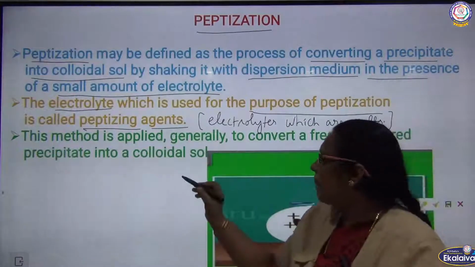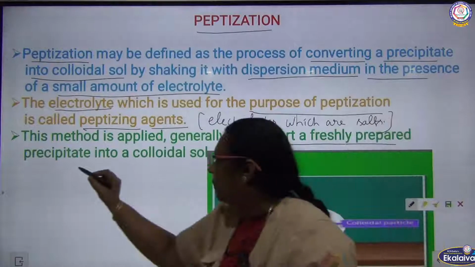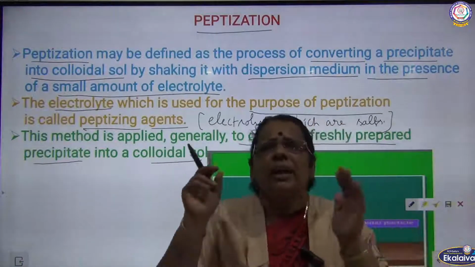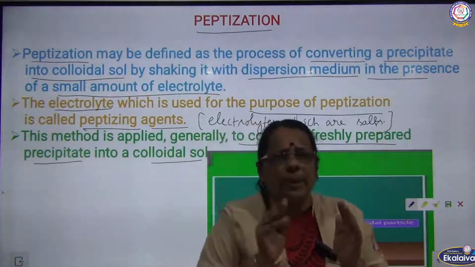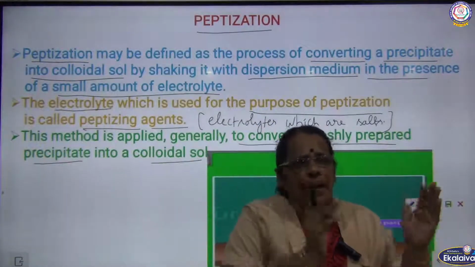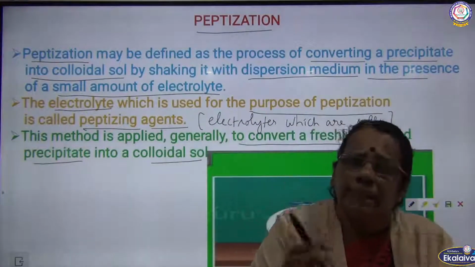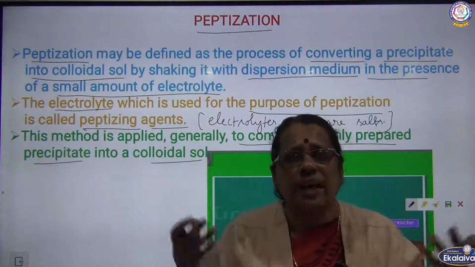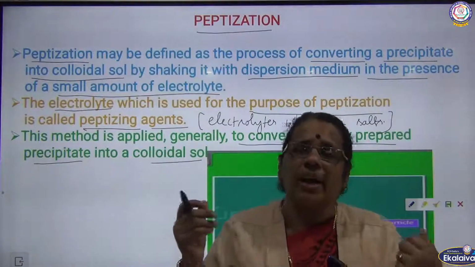So this method is applied generally to convert a freshly prepared precipitate into a colloidal solution. Actually, this method completely talks about the conversion of a precipitate into a colloid. The precipitate is converted into a colloid simply by adding peptizing agents, which are nothing but electrolytes. Already we have studied electrolytes. Electrolytes are nothing but salts, because they will have ions, is it not?